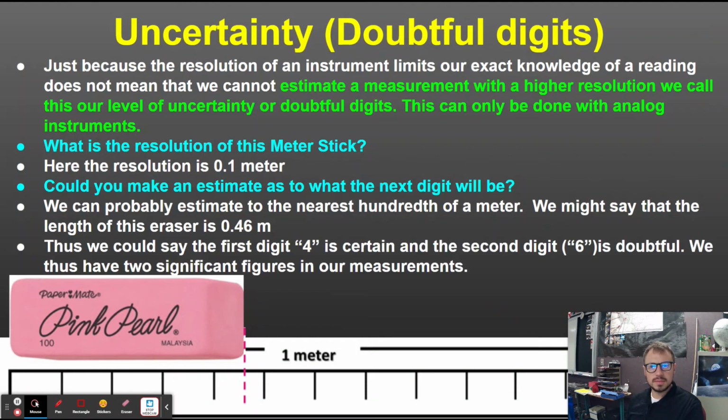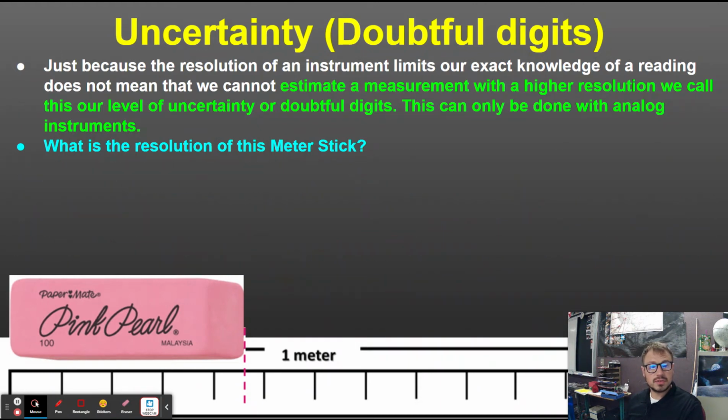That'd probably be a good estimate. So we could say the first digit 4 is certain and the second digit 6 is doubtful. We thus have two significant figures in our measurement. That's what's going to affect it. We have to include those uncertain digits because of those significant figures.